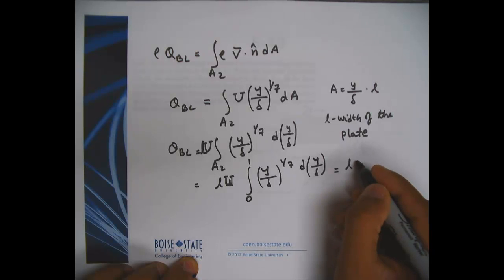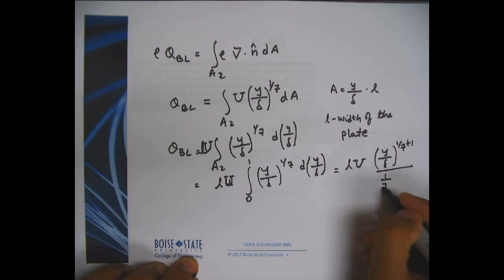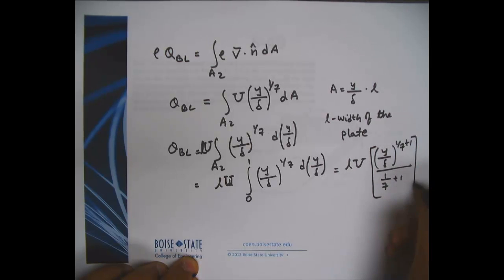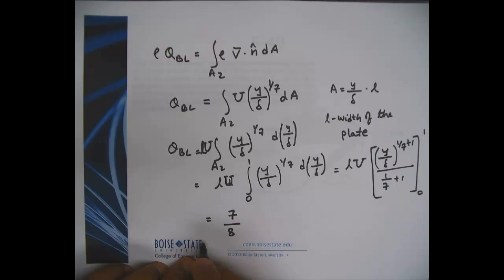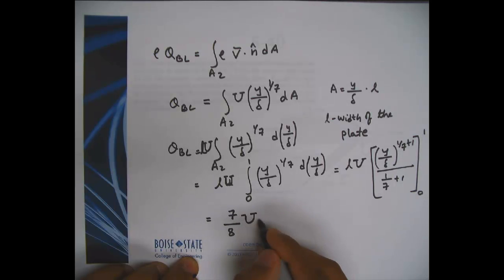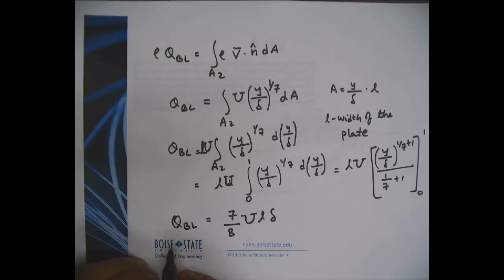Now we can quickly integrate this. This is L U times (y over delta) to the power of 1 over 7 plus 1, divided by 1 over 7 plus 1, with the definite integral going from 0 to 1. If you simplify this, you'll end up with 7 over 8 U L delta, which is the volumetric flow rate through the edge of the boundary layer, as was asked in the problem.